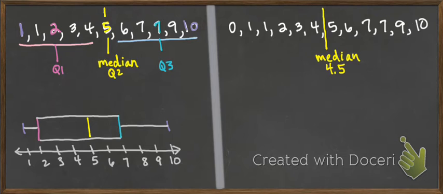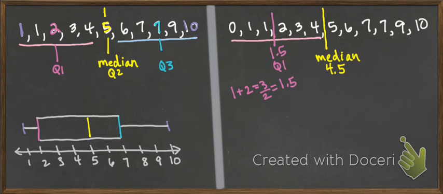To find our lower quartile, remember, we're looking at the numbers below the median. Well, our median is 4.5, so the numbers below the median are these. Notice I'm including the 4. When I look at these, I'm going to try to find the middle, and I notice that it is right here, exactly in between 1 and 2. If I add 1 plus 2, I get 3. Divide by 2, I get 1.5. That is our lower quartile, or quartile 1.